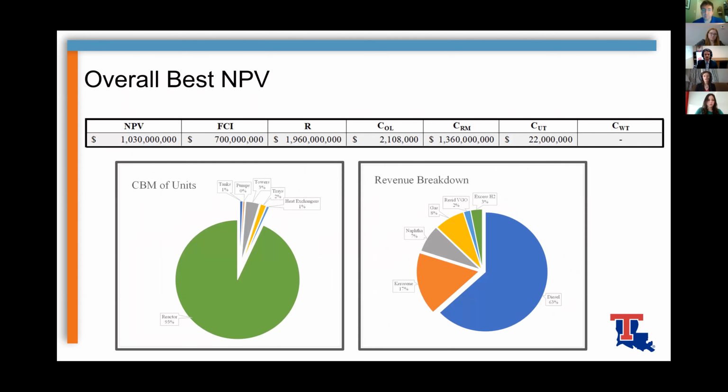Our overall best NPV was 1.03 billion. The reactor was about 93% of our total cost, followed by 3% from the towers. And our revenue, as mentioned earlier, mostly comes from diesel, which takes up about 63%, while kerosene follows behind at 17%.